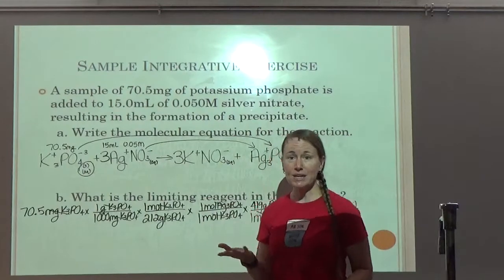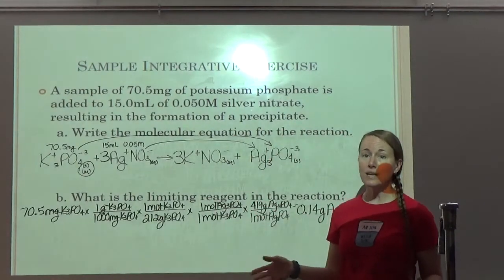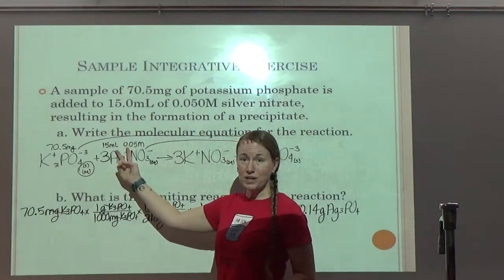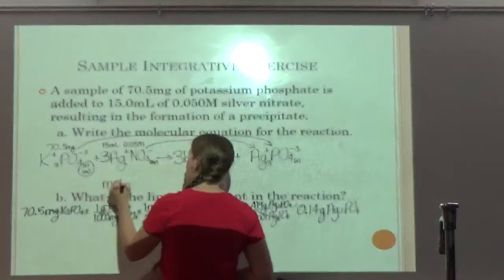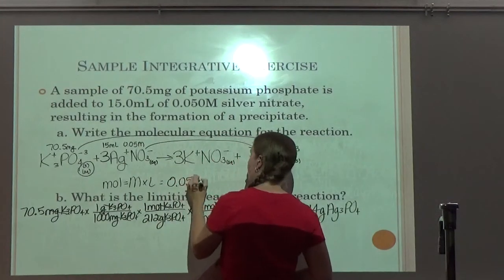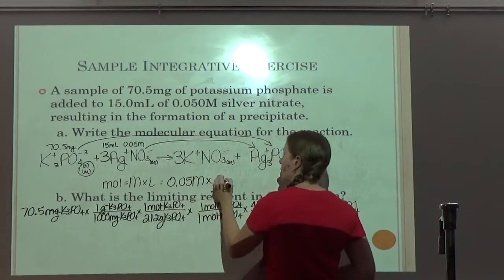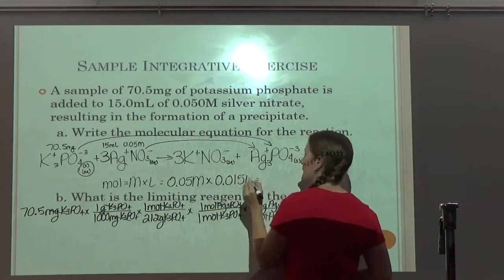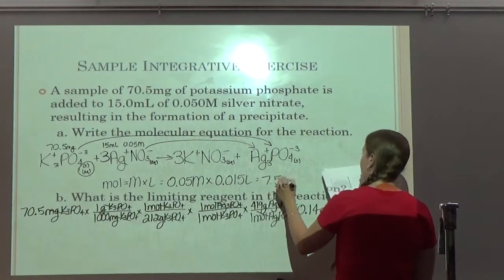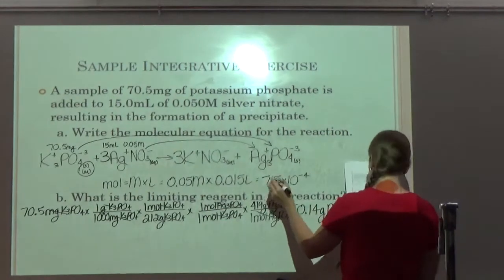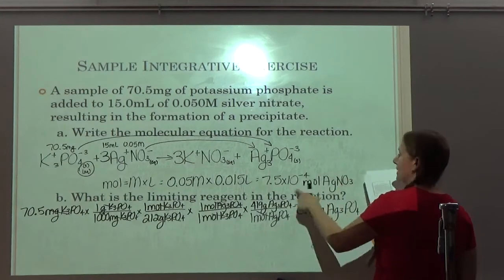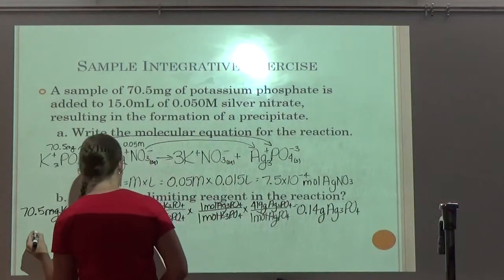Now, the other one has a trick. They didn't give me grams, they didn't give me moles, they didn't give me any of that to start with. But I can figure out moles using my molarity formula. Okay, so remember, moles is molarity times liters. So they gave me the molarity, 0.05. They gave me milliliters, so that's going to be 0.015 liters. And so once I multiply for that, I end up starting out with 7.5 times 10 to the negative 4 moles of silver nitrate. Okay, so that's actually where I'm going to start on my limiting reagents problem.